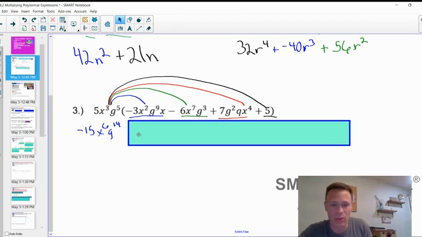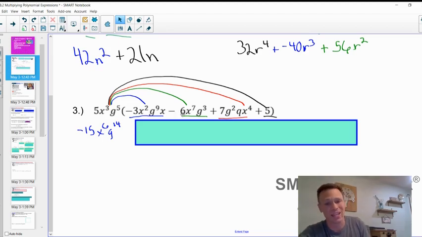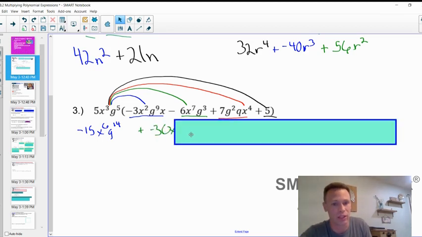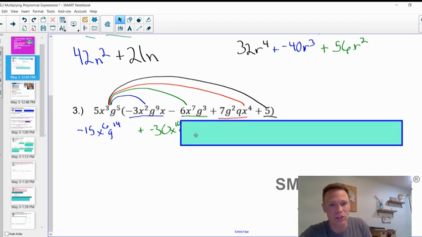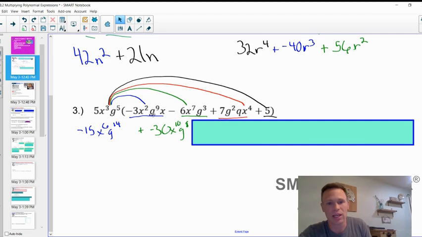The next multiplication that we have to do, 5x to the 3rd g to the 5th times negative 6x to the 7th g to the 3rd. The numerical value is going to give us negative 30. And then the x's is going to be 10 and g to the 8th power as we're adding all those up. Next one, we're multiplying the monomial again times the 4th term in this polynomial.